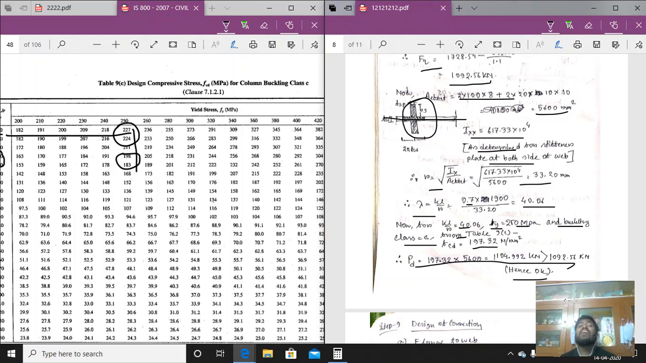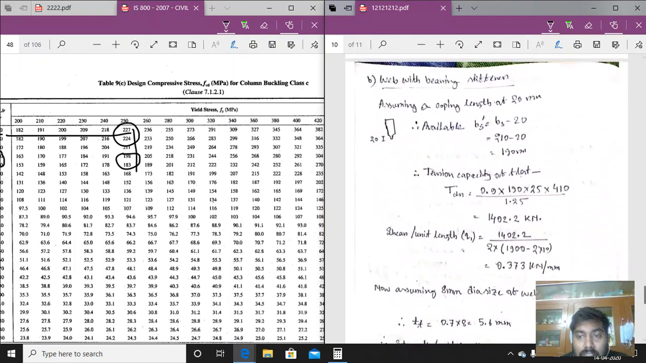So the design of the intermediate as well as the bearing stiffener is done. We have done all the design part of our web. So the designing portion is done. Let us design the connection now. The design of the connection will be there.